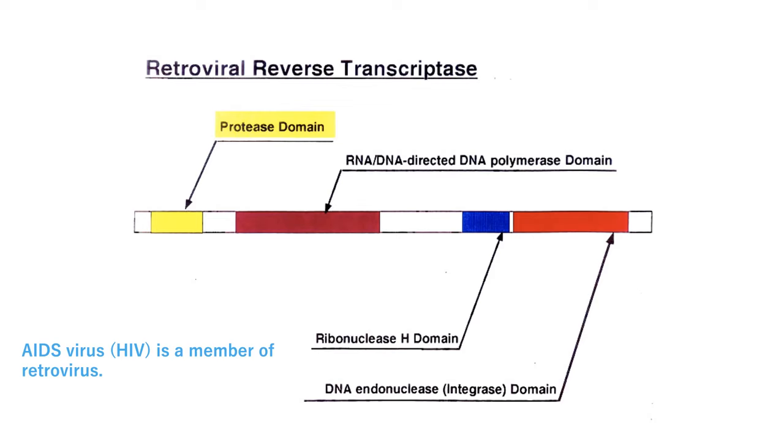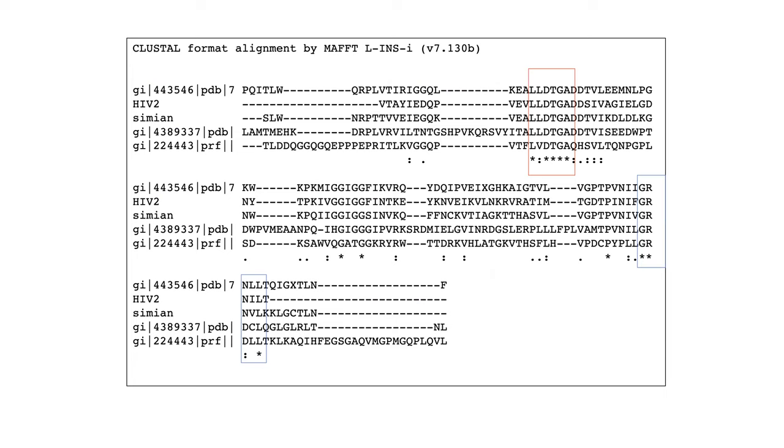So we collected the amino acid sequences of the retroviral proteases and made a multiple alignment. And we found two regions are highly conserved. This is a Clustal format, and the asterisk indicates the invariant region. This region is highly conserved, and this region is a bit weaker, but this region is also conserved.